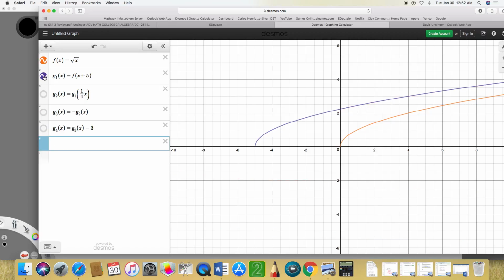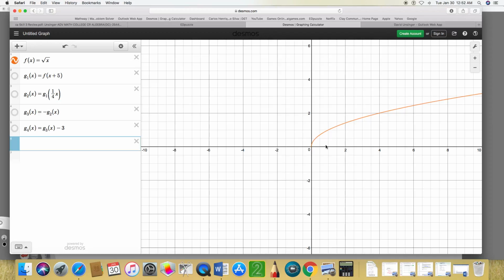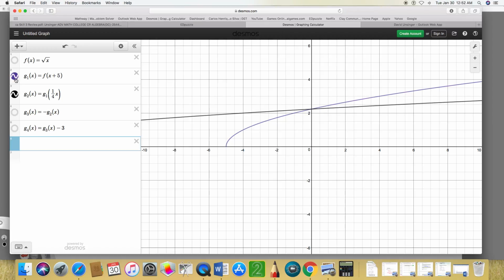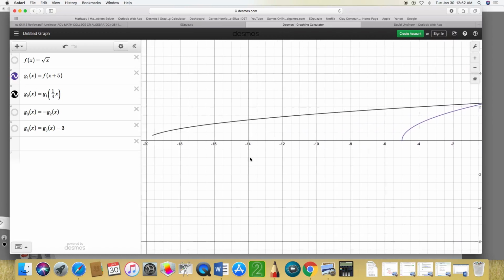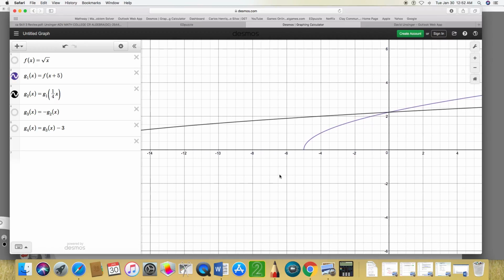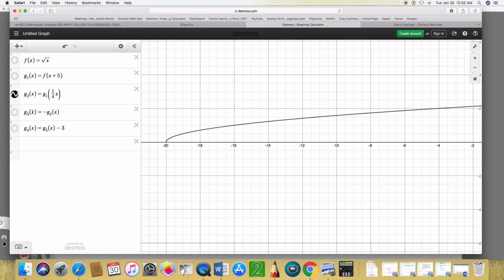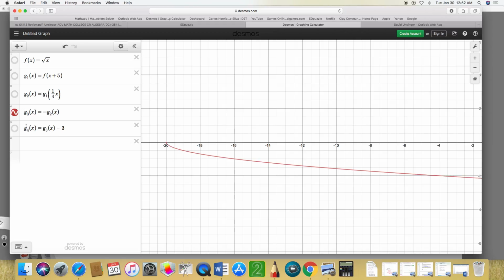So our original one was the square root function. Then we went to the left 5 units, and then we worked on that resulting graph, and then we wanted to horizontally stretch it by a factor of 4. So this -5 gets multiplied by 4 and gets -20, so it's stretched way off to the side here. We can see there's our -20. So now that this is going to reflect across the x-axis, and then this is going to push it down 3 units to our final answer.